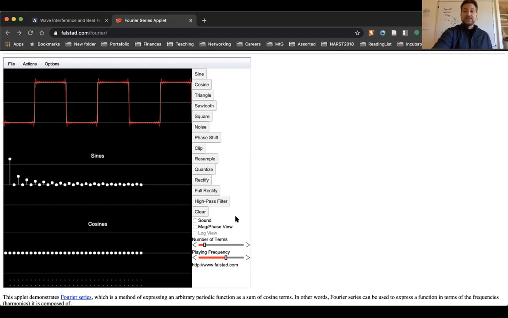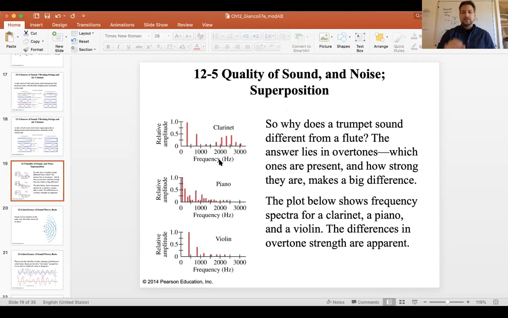But that's a demonstration of what this slide is talking about. Different instruments, different sounds have different frequency content at different amplitudes relative to each other, and that's why they sound different to us. It's why one person's speech sounds different than another person's. There's different frequency content there.